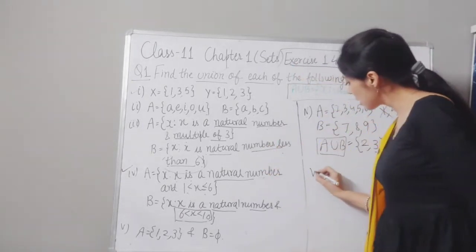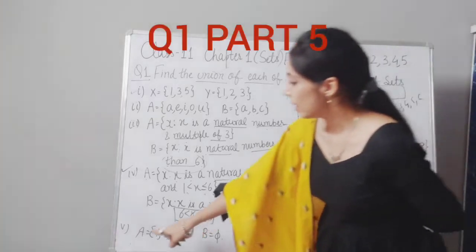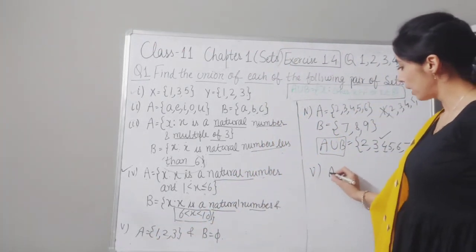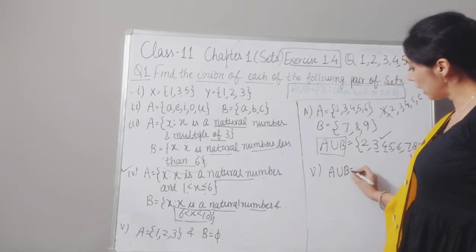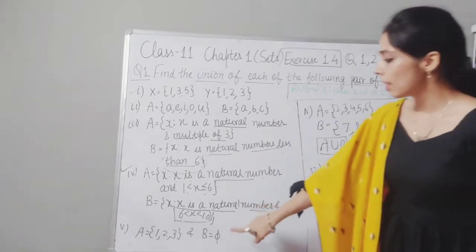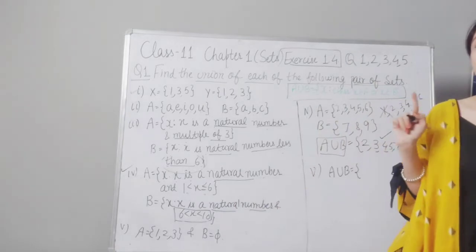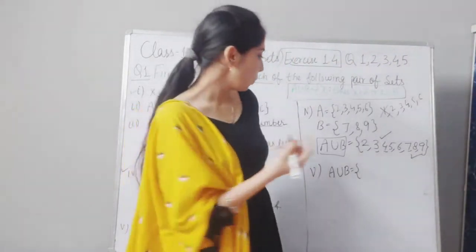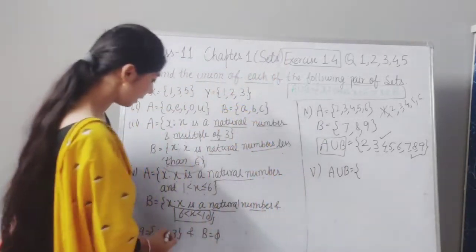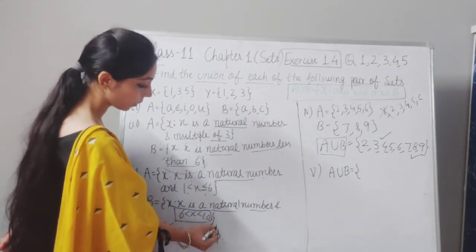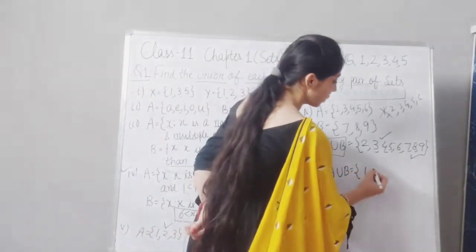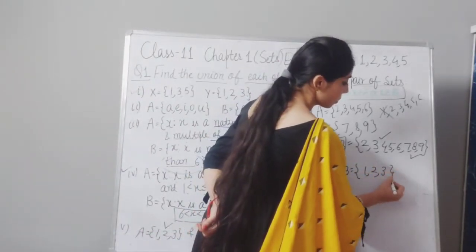Now let's discuss part 5. Here A is {1, 2, 3} and B is the empty set. We have to find the union of A and B. Okay, we know that the empty set means a set which has no element. So what about the union? Union contains all the elements of A and all the elements of B. So simply the union will be {1, 2, 3}.